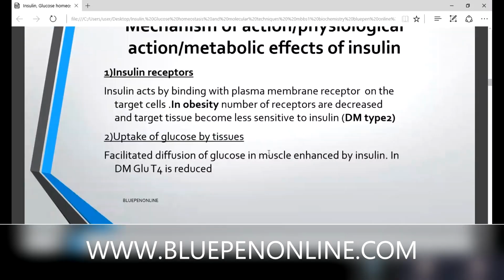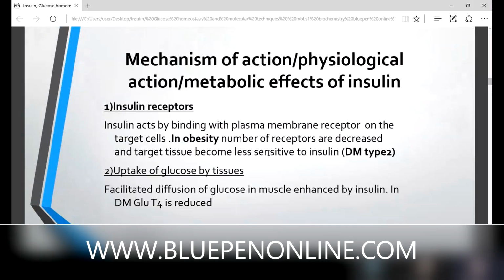Insulin receptors are there. Insulin is a hormone, so I told you hormones always act with the presence of a receptor. That's why, at the time of vitamin D, we discussed it. Vitamin D acts as a hormone. So insulin is a hormone.